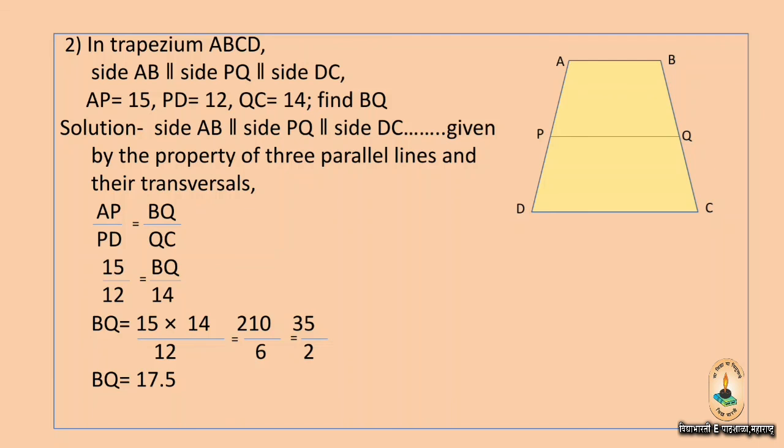The next example, in trapezium ABCD, side AB parallel to side PQ parallel to side DC, AP equal to 15, PD equal to 12, QC equal to 14. Then find BQ.